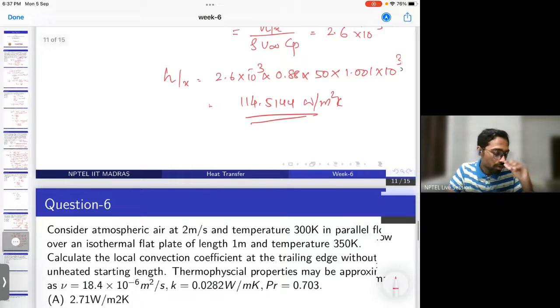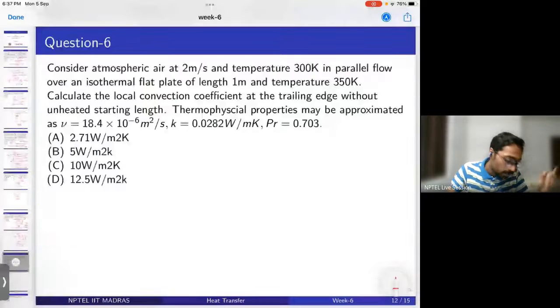So let's go to the next question. Consider atmospheric air at 2 meters per second at temperature 300 Kelvin in a parallel flow over an isothermal flat plate of length 1 meter, temperature 350 Kelvin. Calculate the local convection coefficient at the trailing edge without unheated starting length.